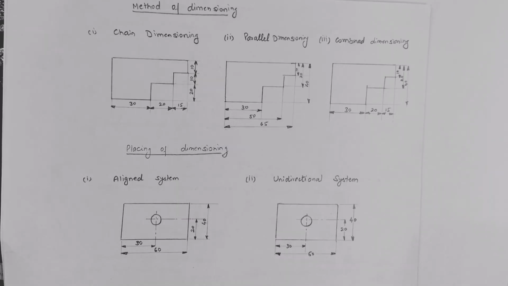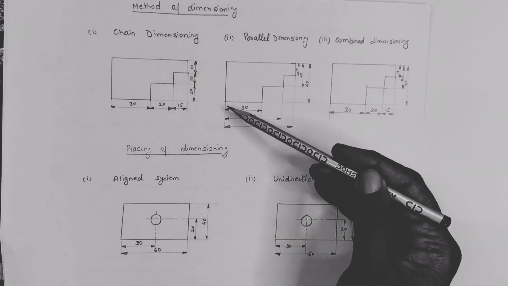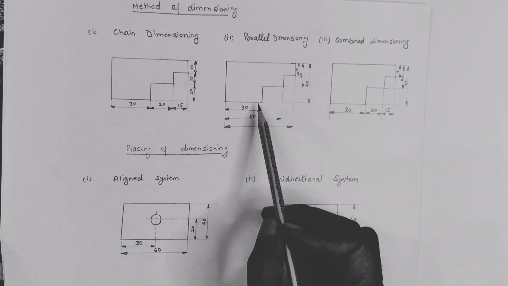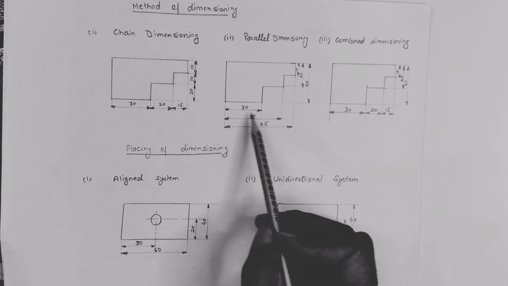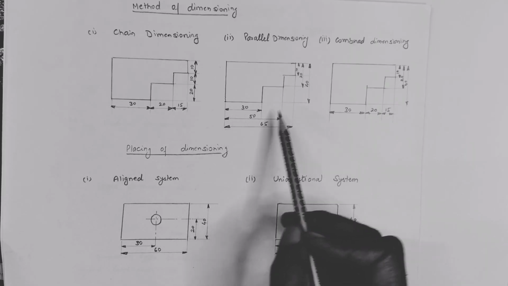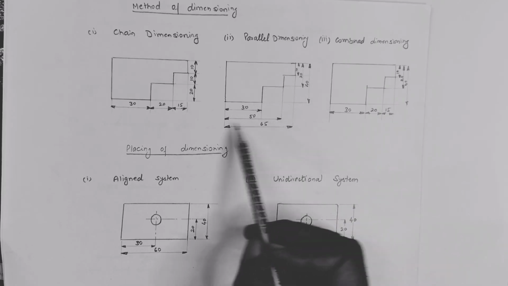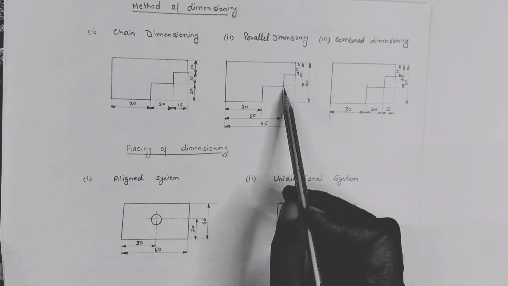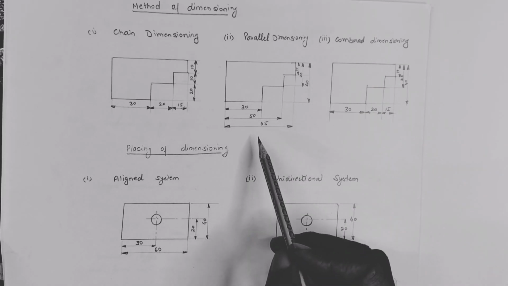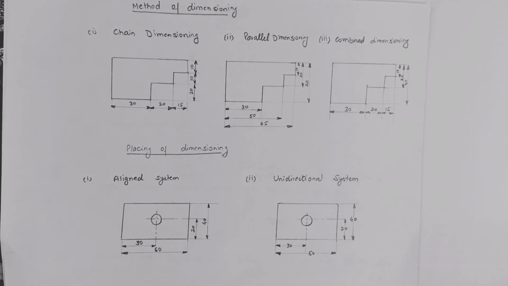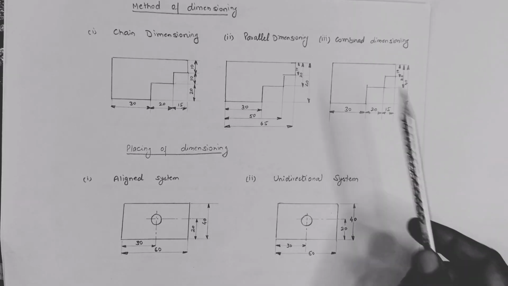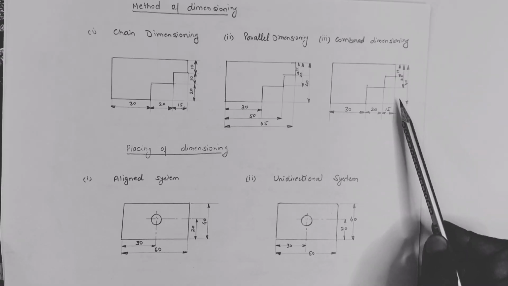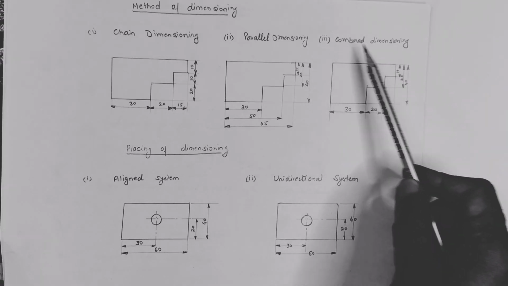In the second case, parallel dimensioning, you can see there is a single reference line from which the dimensions start. So this is the first length, starting from here up to the end of this length. The second length starts from the same reference line and goes up to the end of the length of this object. Similarly for the third one. So these are parallel to each other. That's why it is called parallel dimensioning. In combined dimensioning, you can see on this side we have chain dimensioning and on this side parallel dimensioning. So that's why it is called combined dimensioning.